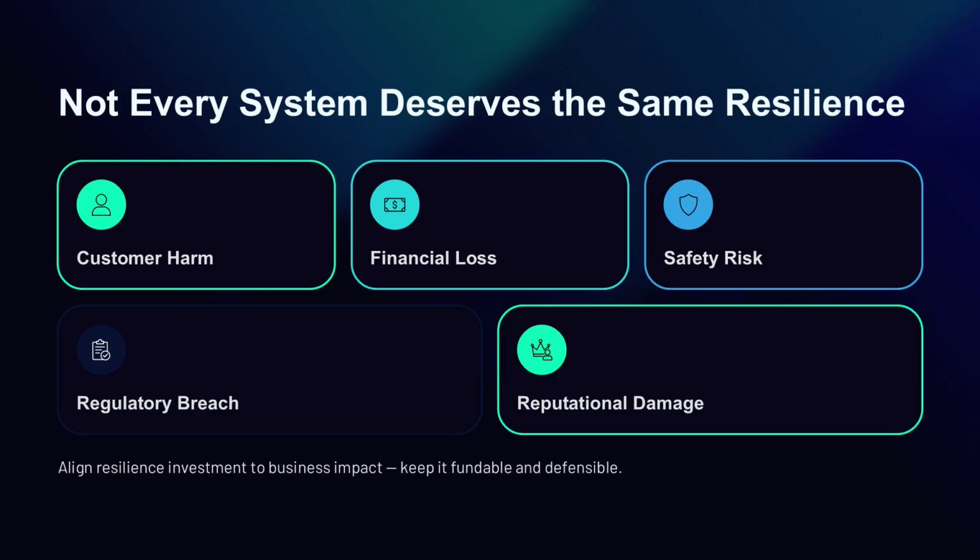If you treat every service as equally critical, you will overspend, over-engineer, and still miss the real priorities. You define critical services by business impact, customer harm, financial loss, safety implications, regulatory breach, and reputational damage. Then you align resilience investment to those priorities. This is how you keep resilience fundable and defensible, because leaders can see why some services require higher investment, while others can accept simpler approaches.